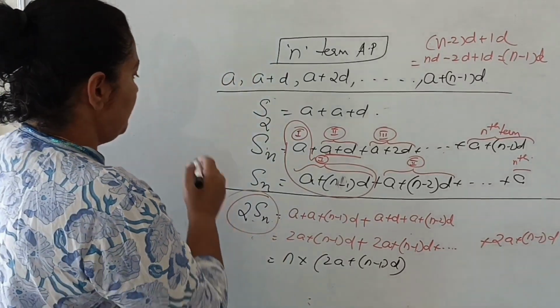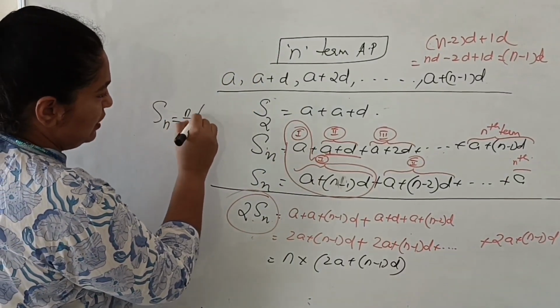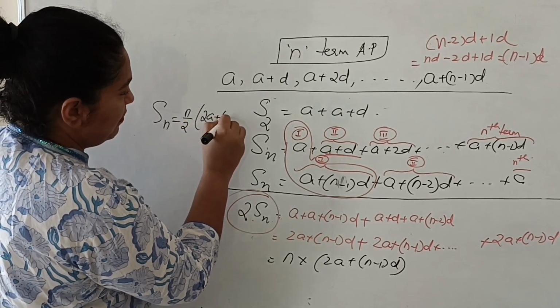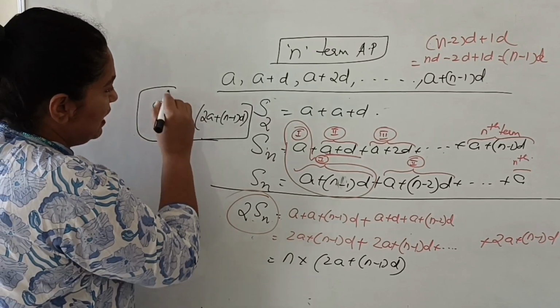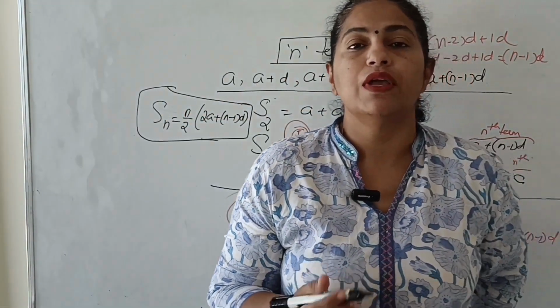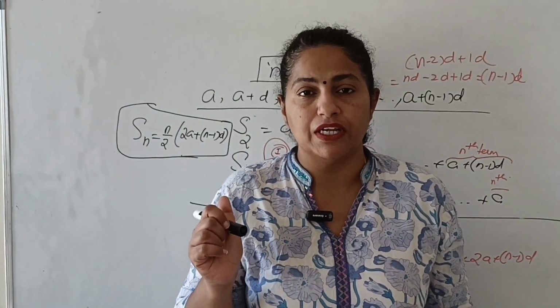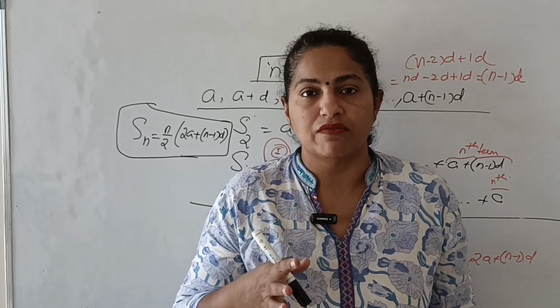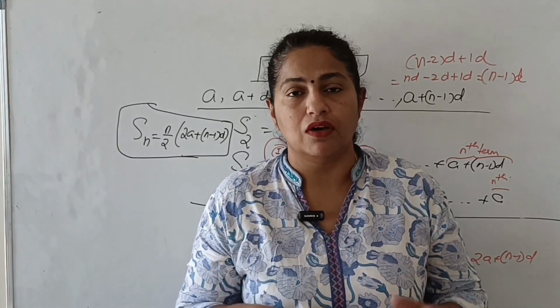Now I need to find the sum. So my sum will be the whole thing divided by 2, which is n by 2 into 2a plus n minus 1 into d. This is the formula for the sum of n terms of an AP, n by 2 into 2a plus n minus 1d. Now that you have understood the derivation of this particular formula, I am hoping you have understood it. I want you to just memorize what we have just done now.